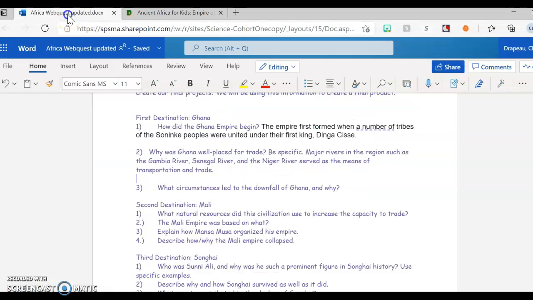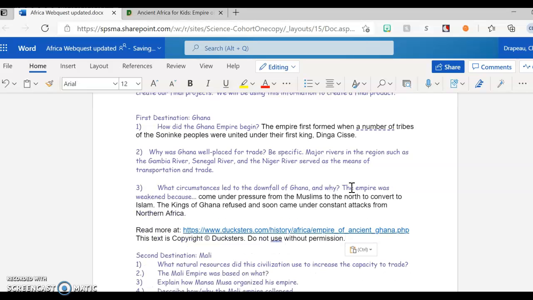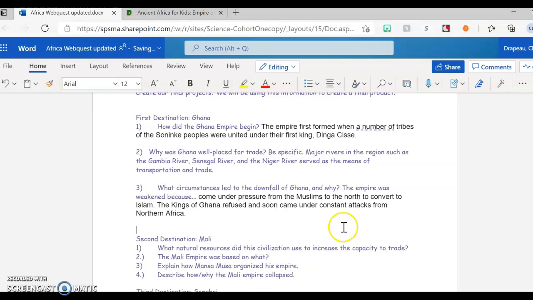We'll copy, put it here, and we'll put the empire was weakened because, and then I'm going to paste my answers on. It's all right. I'll just get rid of this. Doesn't really matter about font or anything. This is note taking, guys.